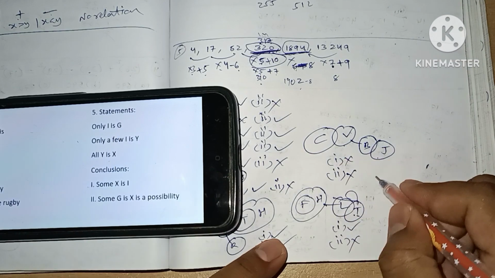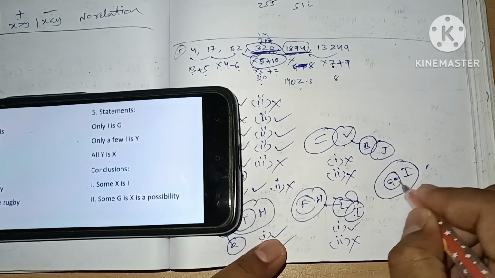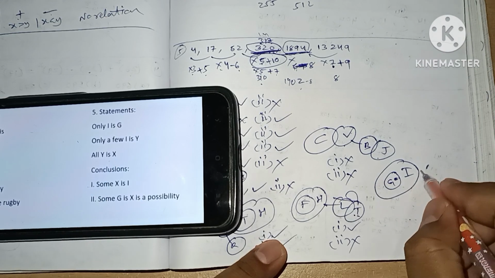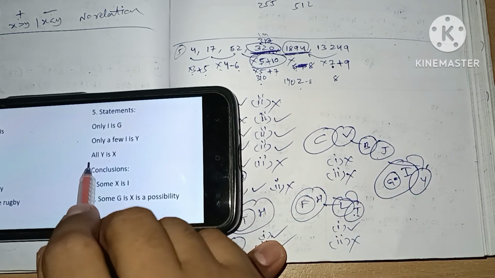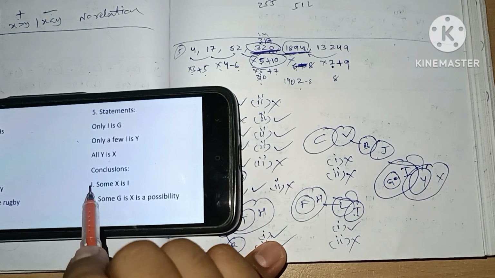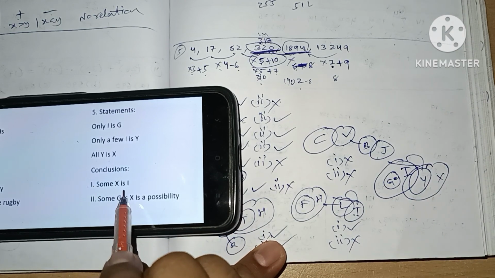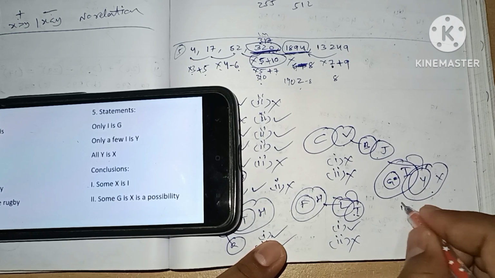Only I is G. So G is inside I and doesn't share with anything except I. Only a few I is Y. All Y is X. Let's see the conclusions. Some X is I. Some part of X is sharing with I. Yes, the first one is true.